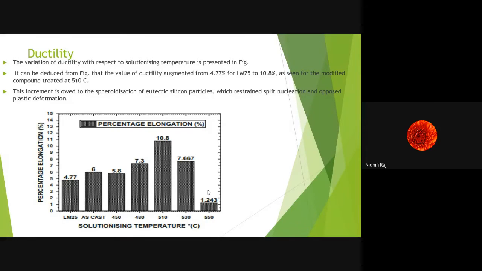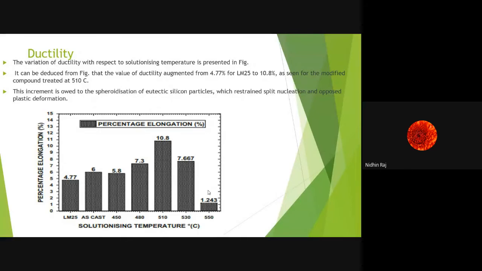Now, the above results were found to be in agreement with previous literature studies for LM25 alloys. A reduction in ductility can also be observed in the figure as the solutionizing temperature is increased from 510 to 550 degrees.